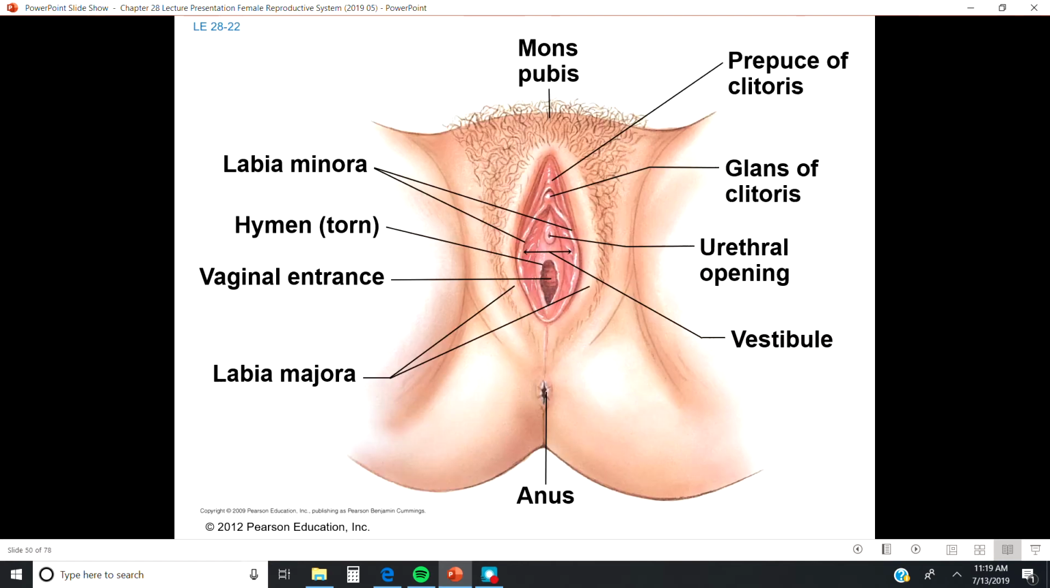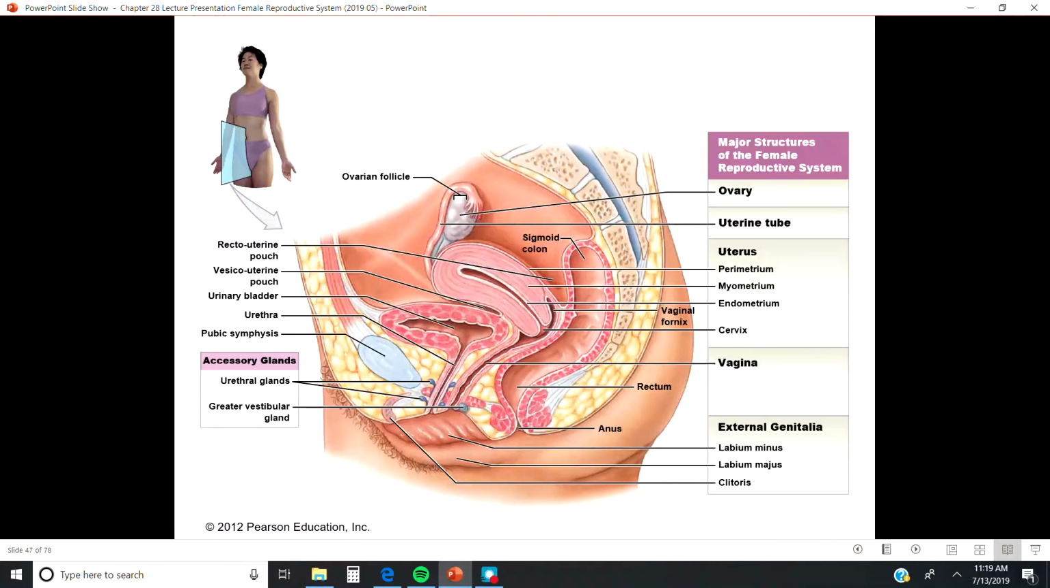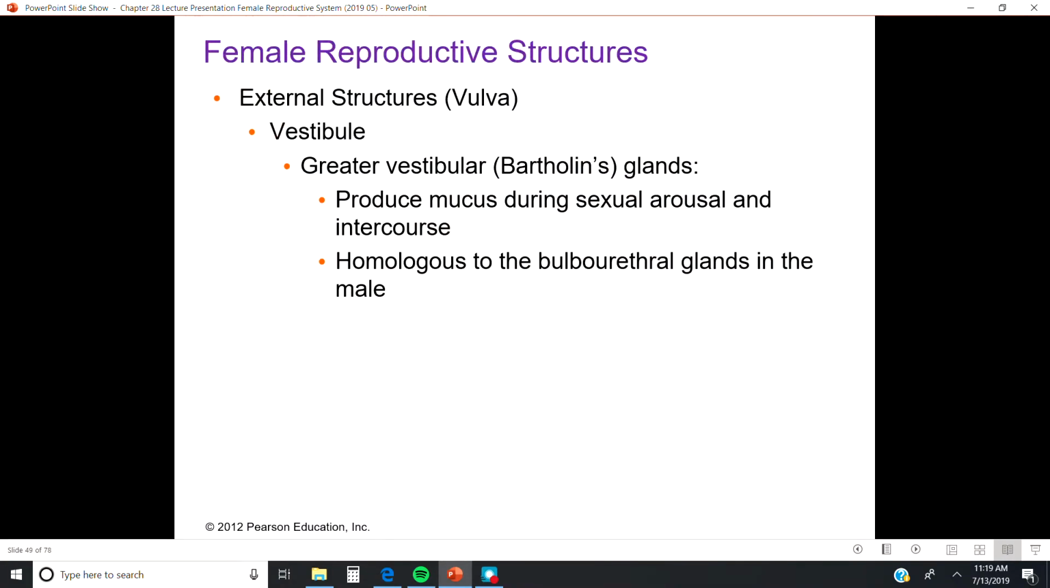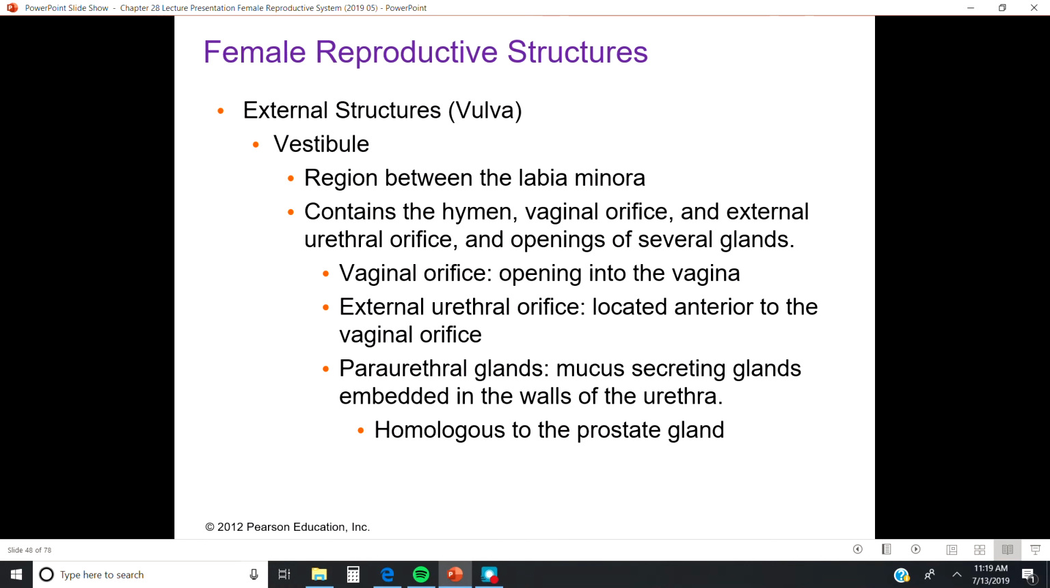Now, you're not going to see that here, but on this picture, let's see if we have it. Let me go backwards for a moment. So watch this, guys. Here's the bladder. This is the urethra. And right here, see these little glands at the distal part of the urethra? This would be the urethral glands or the paraurethral glands. So that's going to be homologous to the prostate gland in the male.